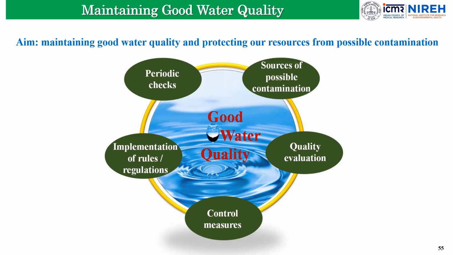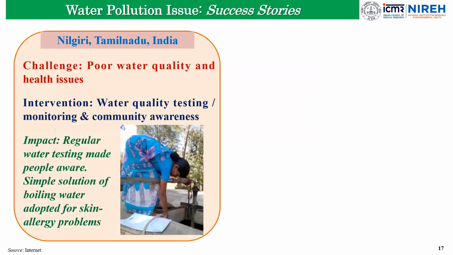So proper implementation and follow-up of guidelines is very much important. This is how we can maintain good water quality. We can have regular visuals of our water resources. If I take some examples to explain this more, there are some success stories as well, and one of these stories I have taken from the Nilgiri of the Tamil Nadu state of India.